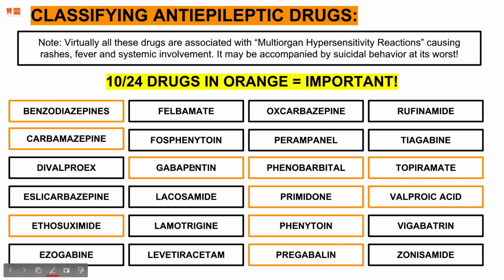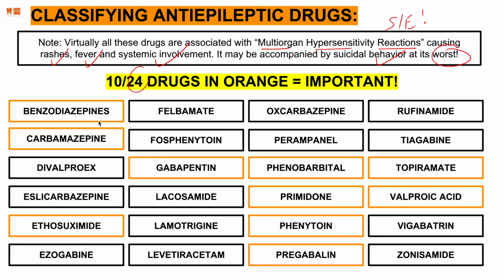Now let's introduce those names once again. Note that virtually all of these drugs are associated with multi-organ hypersensitivity reactions. In other words, extreme side effects. It causes rashes, fever, systemic involvement. It can be accompanied by suicidal behavior at its worst. So remember, CNS drugs, incredible side effects.